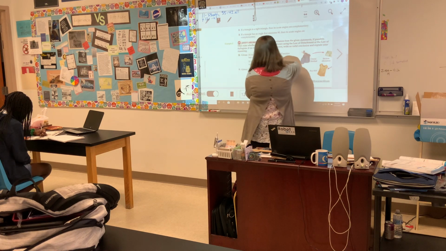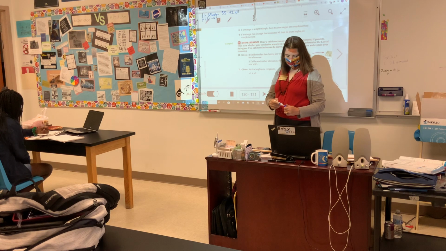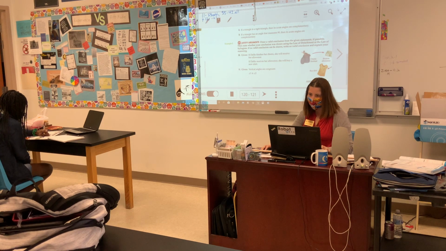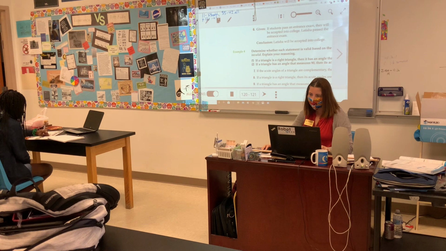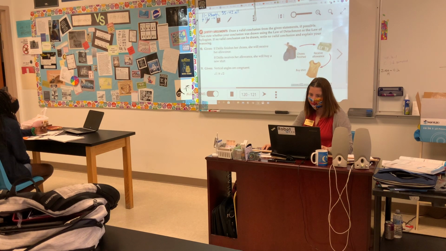And literally I have the first one up right here. Does it need to be bigger? No, I can see it. Yeah, I'm not sure whether they can see it on the video screen. I know, it's just a constant battle. Vertical angles are congruent. Okay.